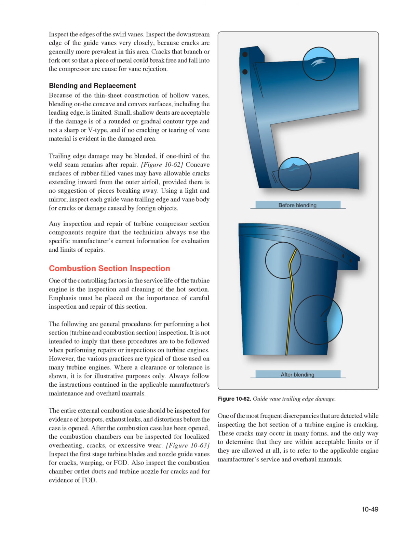Blending and replacement: because of the thin sheet construction of hollow vanes, blending on the concave and convex surfaces, including the leading edge, is limited. Small, shallow dents are acceptable if the damage is of a rounded or gradual contour type and not a sharp or V-type, and if no cracking or tearing of vane material is evident in the damaged area. Trailing edge damage may be blended if 1/3 of the weld seam remains after repair.